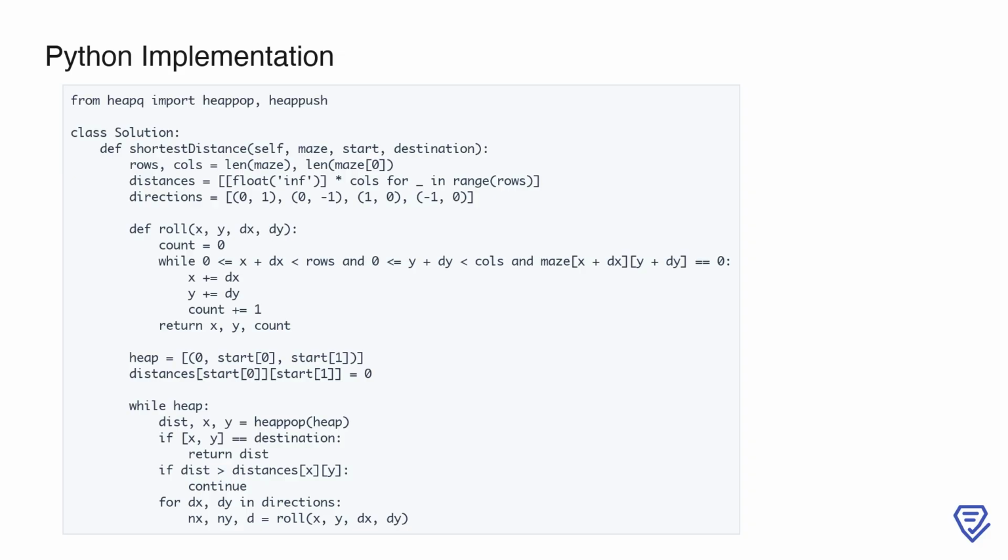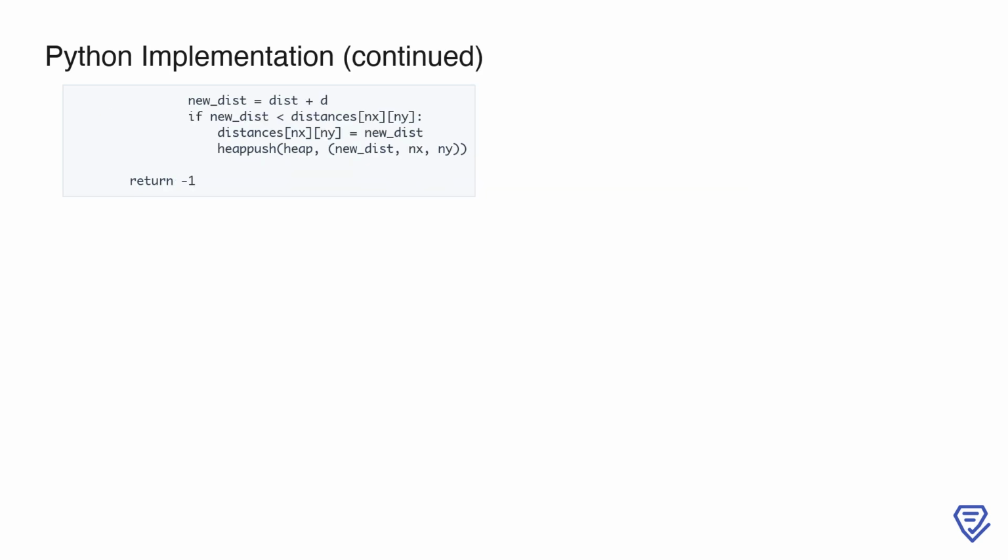If the current distance is greater than the recorded distance for this cell, we skip further processing for this node. For each possible direction, we calculate the new position and distance using the roll function. After determining the new position and the number of steps taken, we calculate the potential new distance as the sum of the current distance and the steps moved.